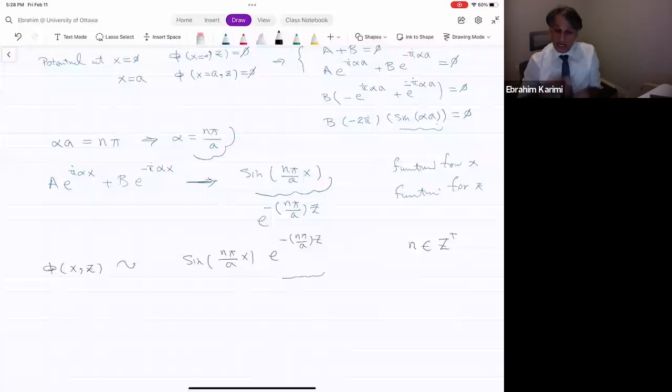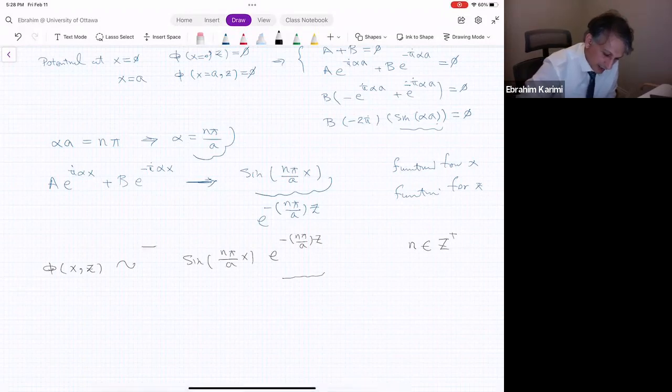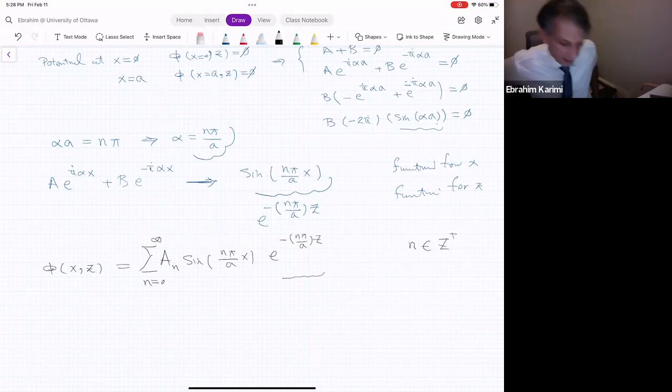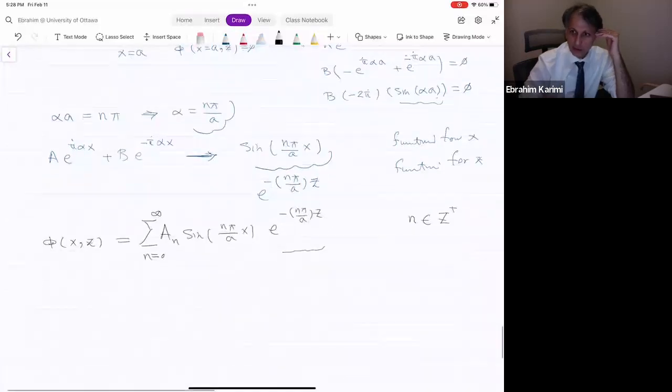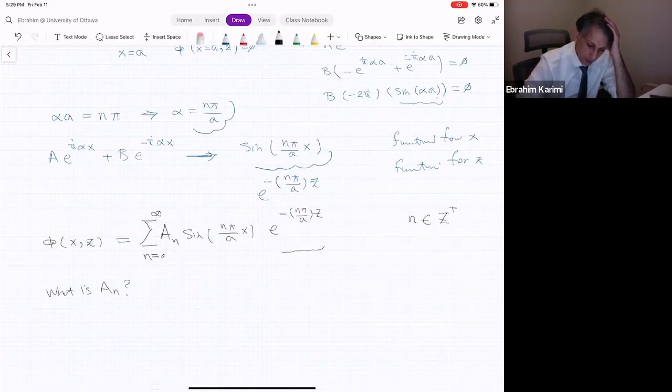So it means that the solution that you are expecting to get is a summation of n from 0 to infinity, and that is the result that you will get for this specific boundary condition. That's the potential that you have. However, we still have one unknown parameter. What is this unknown parameter? It is an. We still don't know what an is. How do you find an?